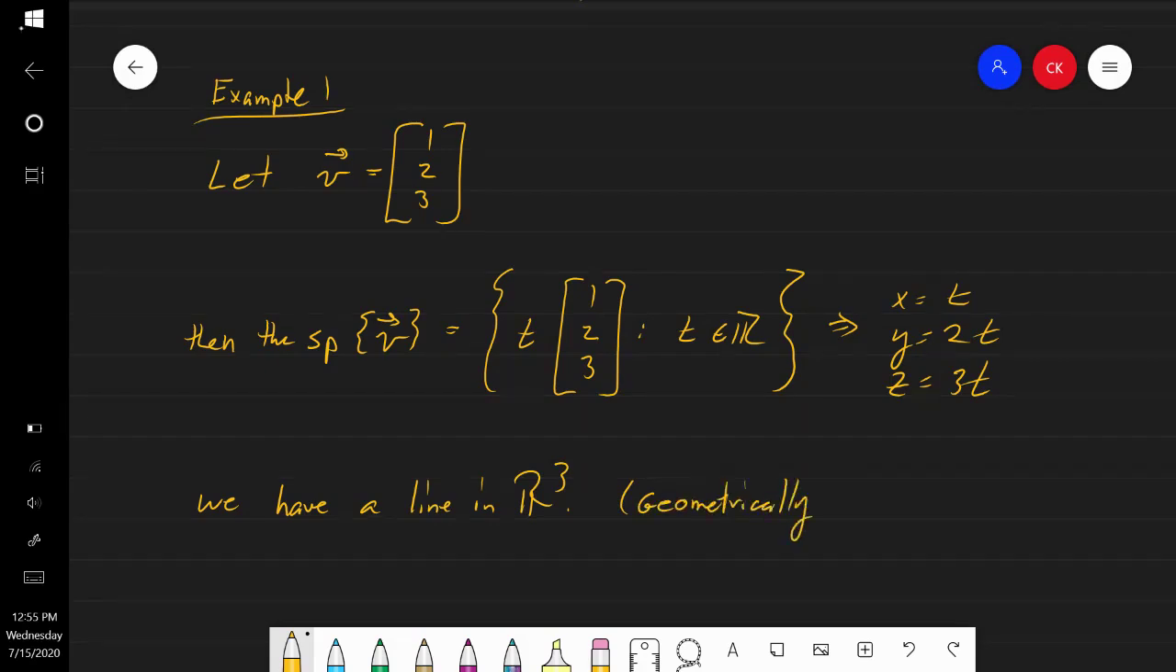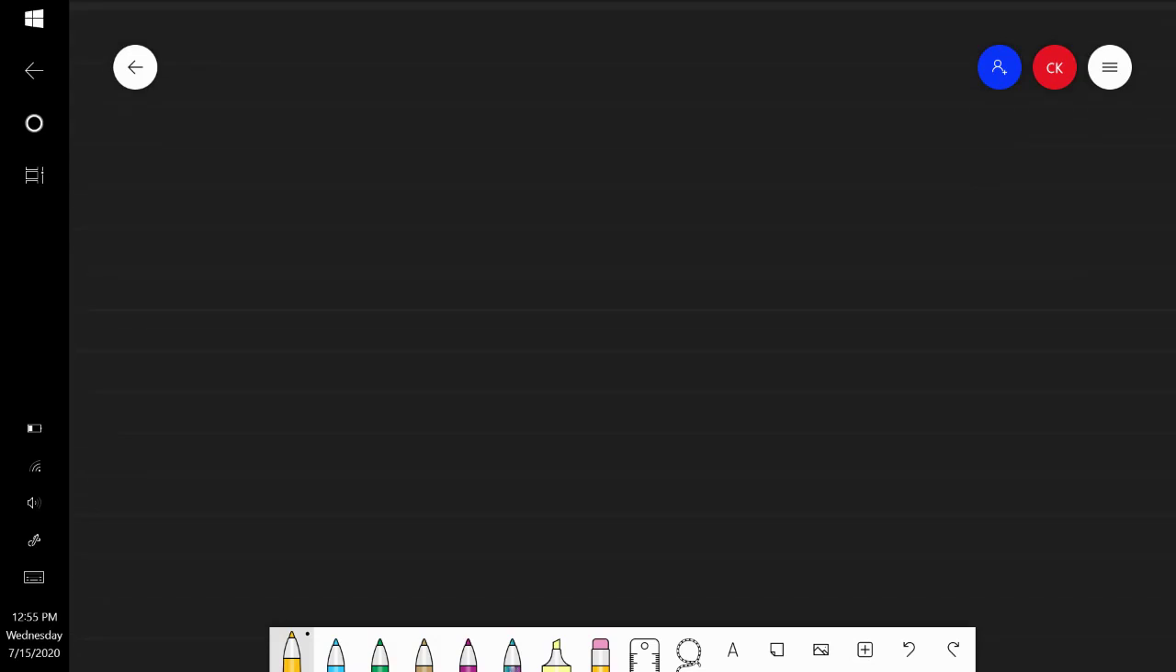So that's a pretty simple example, but not very interesting because it's only one vector. And if we take linear combinations of one vector, we always get a line geometrically, which is good to know. But let's look at something a little bit more interesting here. And we'll take a look at a set of two vectors.